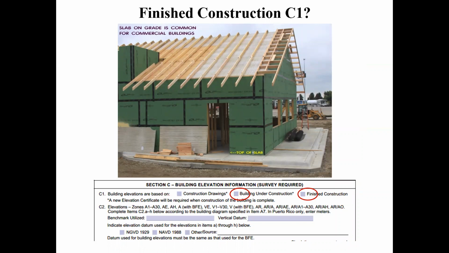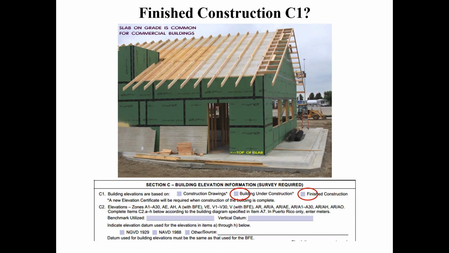So here's a building that's clearly not finished construction, so it should definitely not be marked in C1 as finished construction. This is a restaurant that's going to have a drive-through, so it's a non-residential building. It's clearly not finished, but the surveyor has control over what is technically finished and what's unfinished.